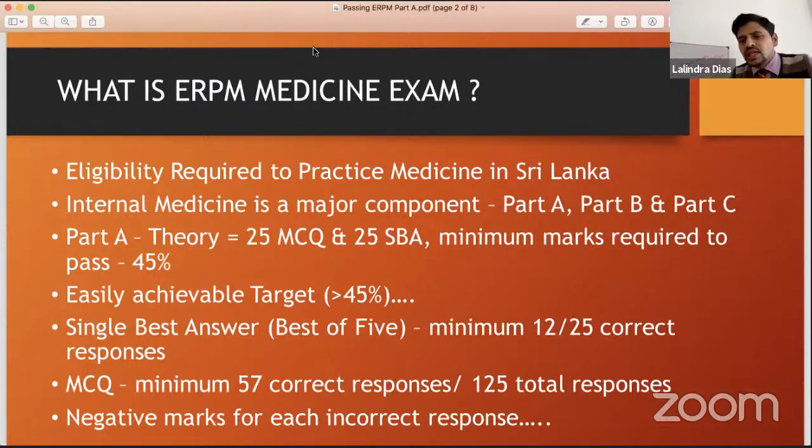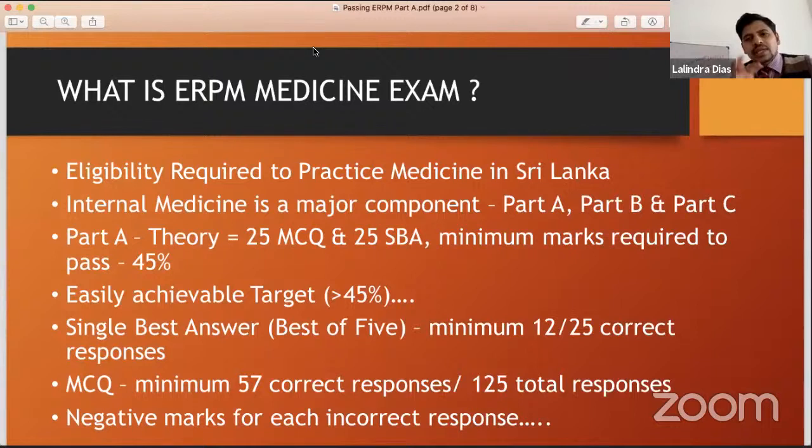Say for example, if you are going to work in the UK, you have to do PLAB. If you are going to work in the States, you have to do the USMLE, and if you are going to work in Australia, you have to do AMC. It's just like that. So I'm going to talk about the internal medicine component.